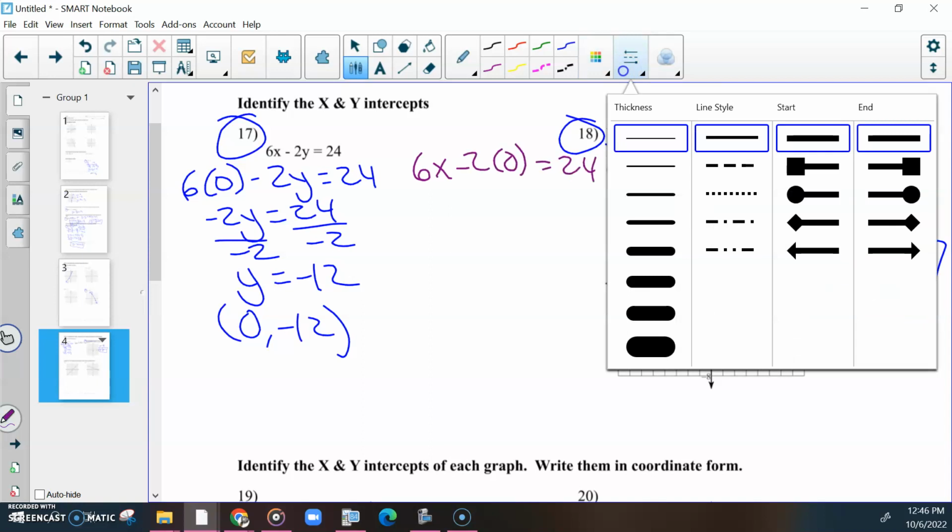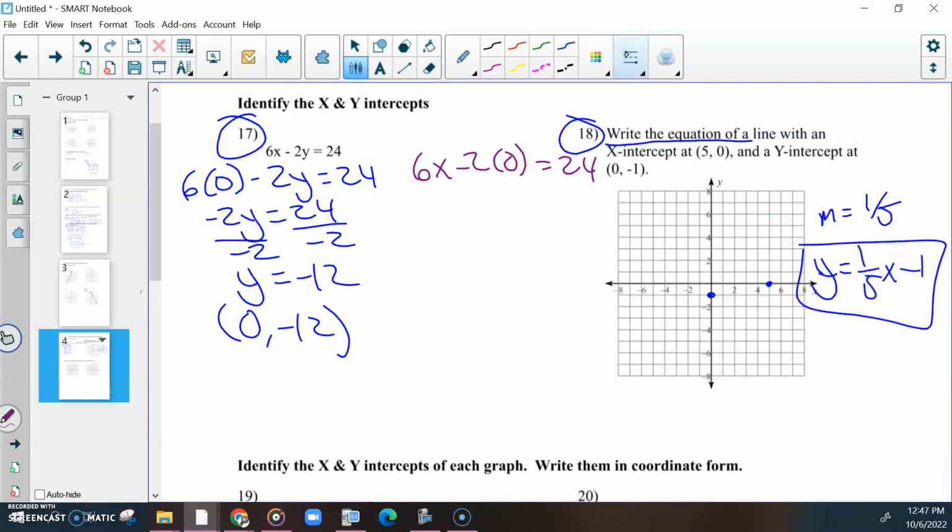So if I put 0 in for y, I'm solving for x. This will become 0, so I'm just putting what's left and solving for x and writing that as an ordered pair. Questions about that one? Any other questions?